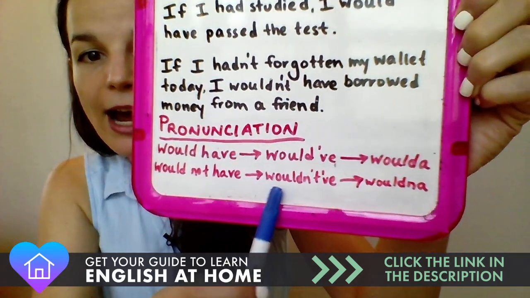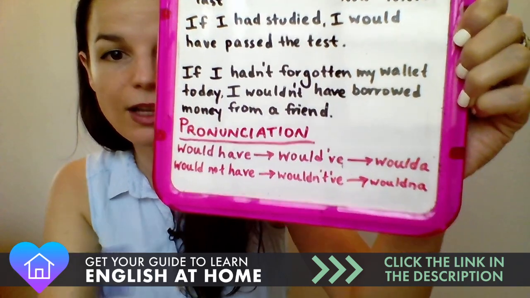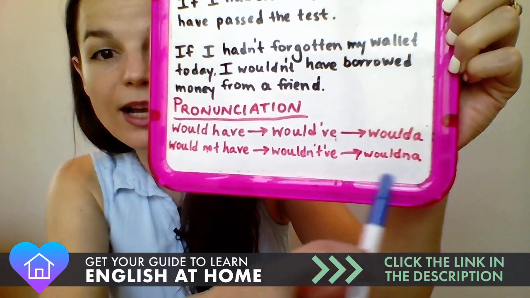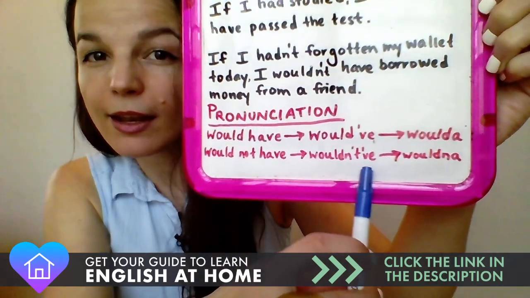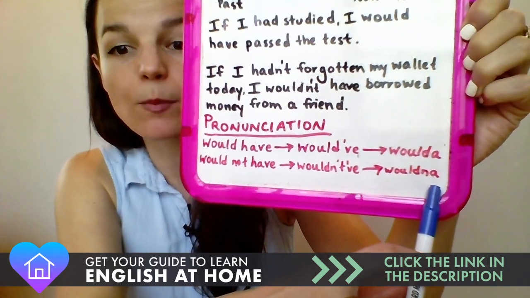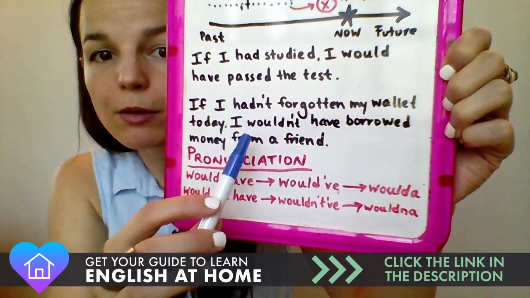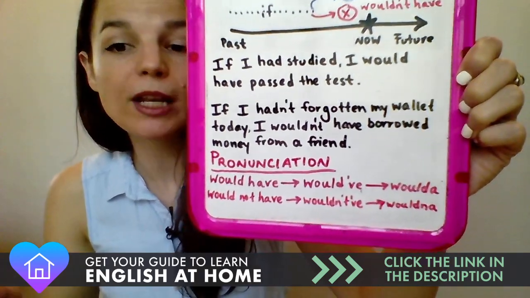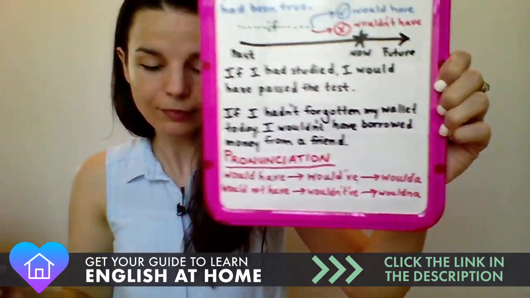So would not have reduces to wouldn't have. Which goes even shorter to wouldna. So in wouldn't, we keep the N sound there, and it becomes wouldna. Would not have becomes wouldna. So, in a sentence, if I hadn't forgotten my wallet today, I wouldn't have borrowed money from a friend. This is how it sounds in native speech.